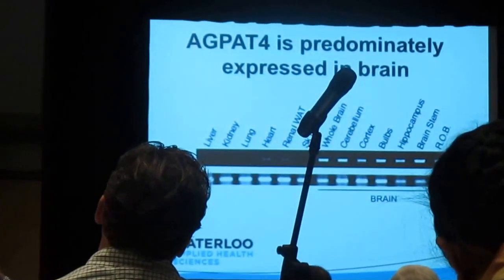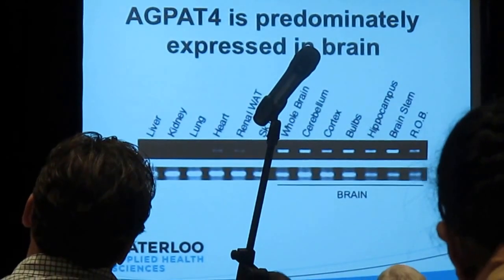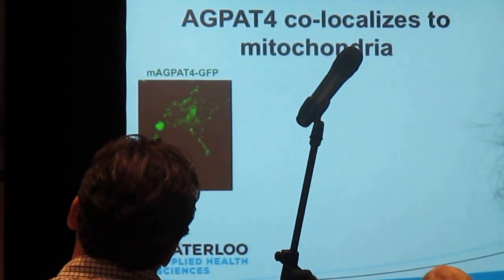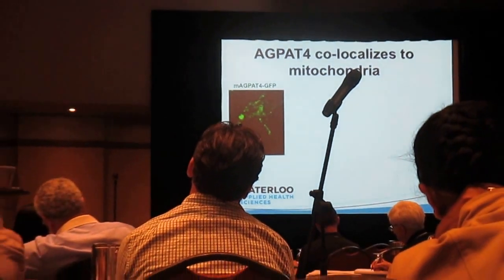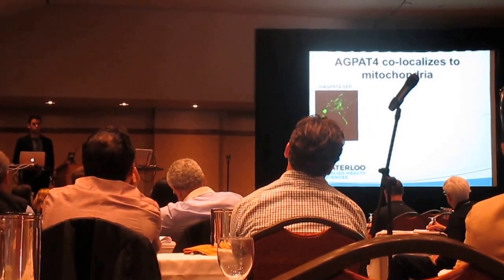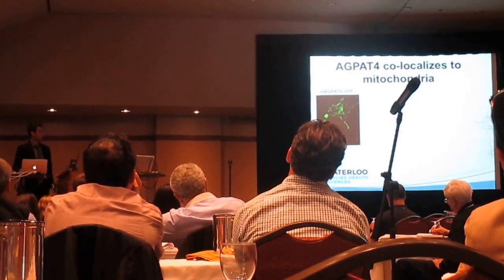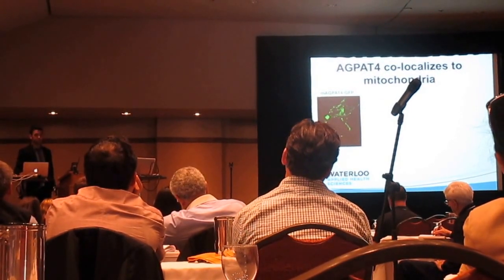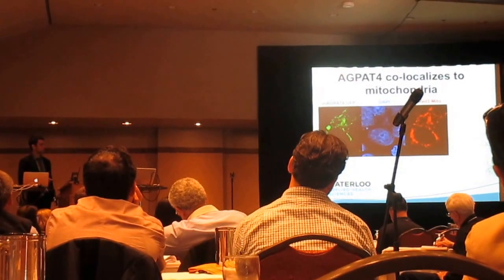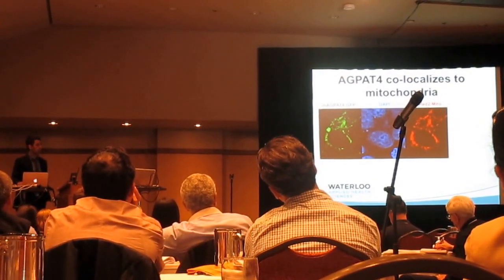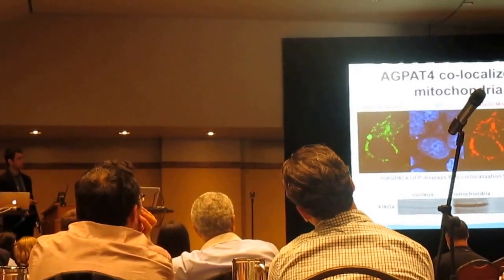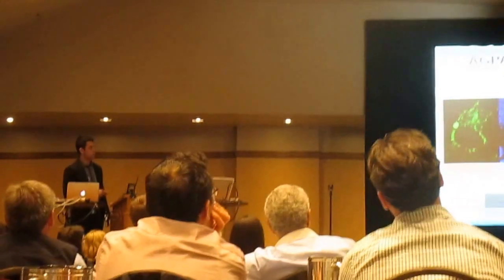After that, we wanted to see where it localized within the cell. So we transfected an AGPAT4 GFP chimeric protein into HEK293 cells. What you're seeing here is GFP acting as a reporter for where AGPAT4 is localizing within the cell. We counterstained the nuclei with DAPI and co-transfected a mitochondrial tracker protein that stained the mitochondria red. When we merge these images together, we can see in yellow the co-localization between AGPAT4 and the mitochondria.